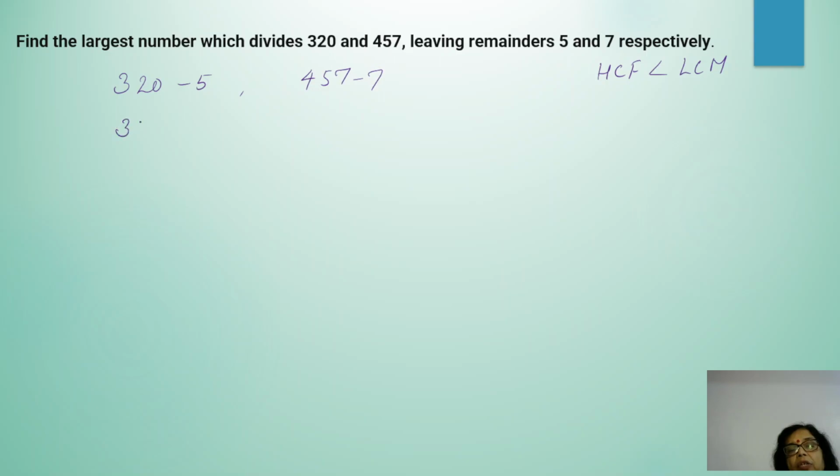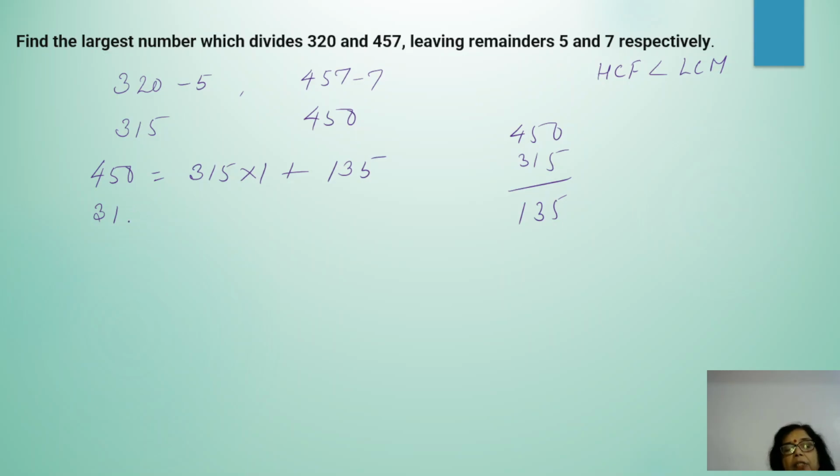So here I get 315 and here I get 450. Now we'll calculate the HCF of these two numbers. These are small numbers. You can do it by any other method, but I am taking the help of Euclid's division lemma. It will be 1 times and 450 minus 315 will be 135. So 135.